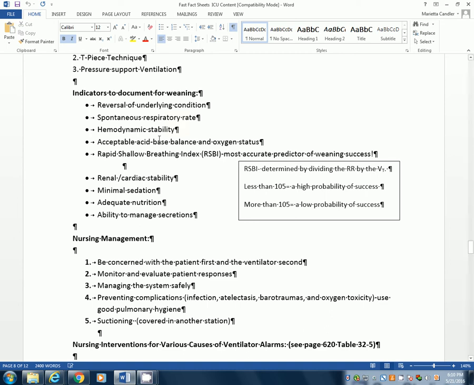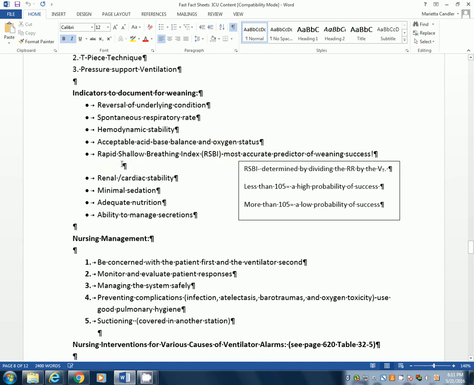They need to be hemodynamically stable. So if they've got some kind of hemodynamic monitor in and their readings are all unstable, they don't need to come off yet. Acceptable acid-base balance and oxygen status. If they're still in respiratory acidosis and it's severe respiratory acidosis and their O2 level's low and they're not satting good, they don't need to come off.